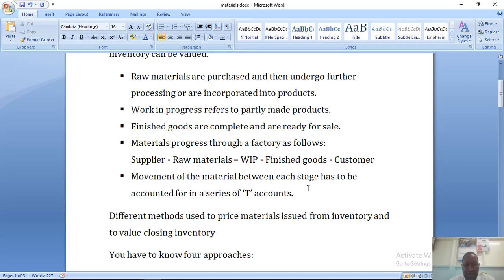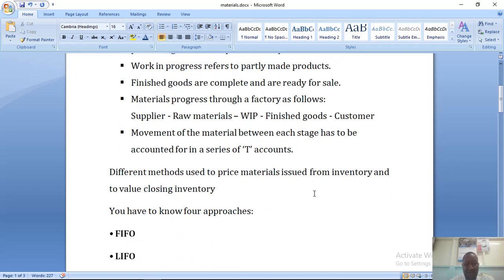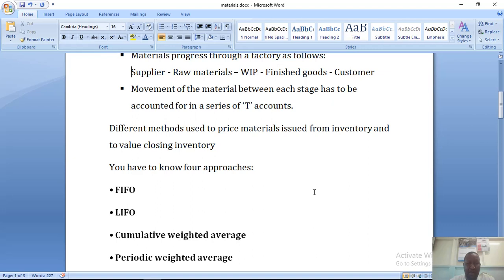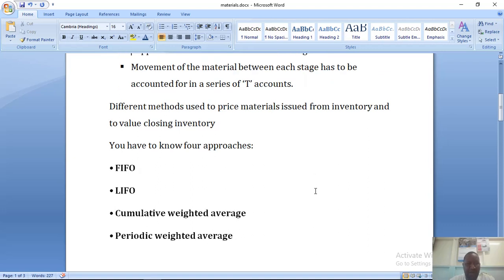What I want to focus on in this particular video are the different methods that are used to price material issues from inventory, and also the value of the closing inventory. So there are different approaches that can be used to value inventory or to price the material issued. Amongst the following methods, we've got FIFO.